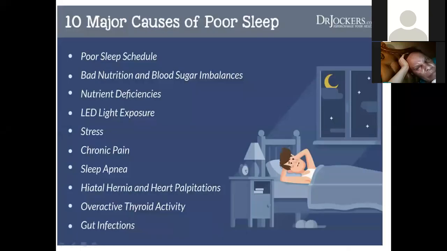So here are the 10 major causes of poor sleep. There are actually more than just 10 that can cause poor sleep, but poor sleep schedule. Some people have, for example, night shifts 1 week and then day shifts the next week and then off and like that. That kind of sleep schedule can be very disturbing to the system. Bad nutrition and blood sugar imbalances, major, major, major. Then nutrient deficiencies, would you believe it? And then light exposure, LED light exposure.